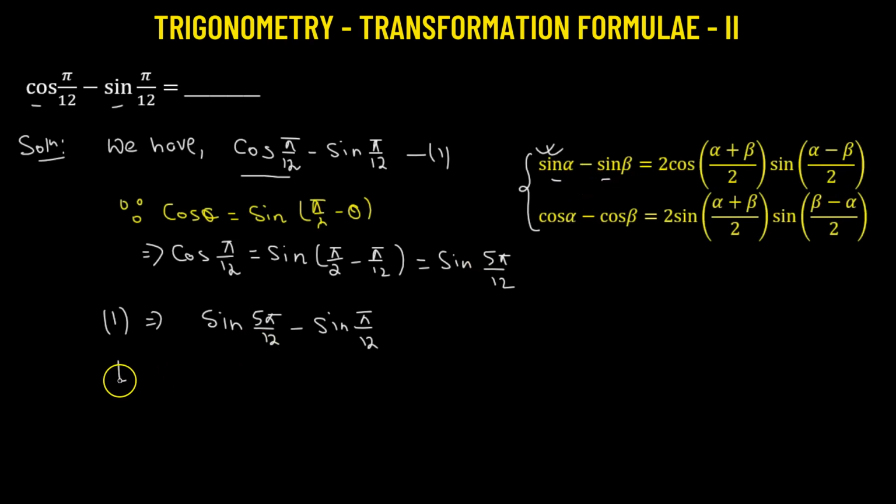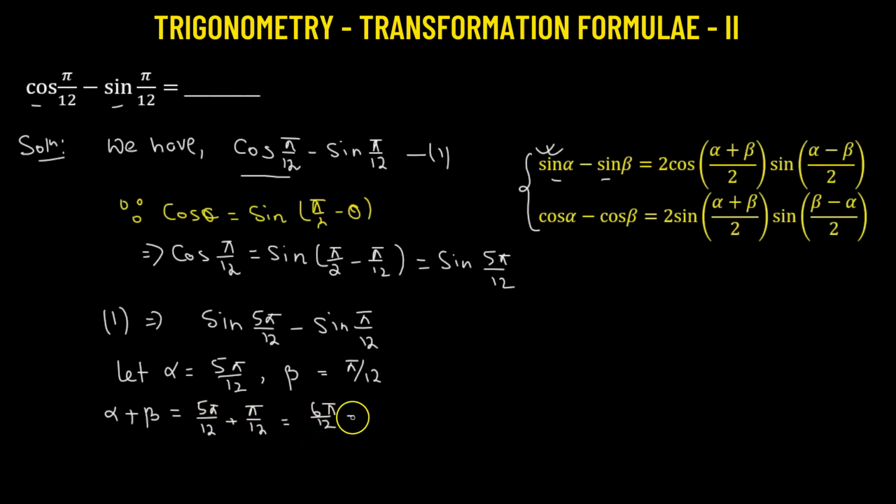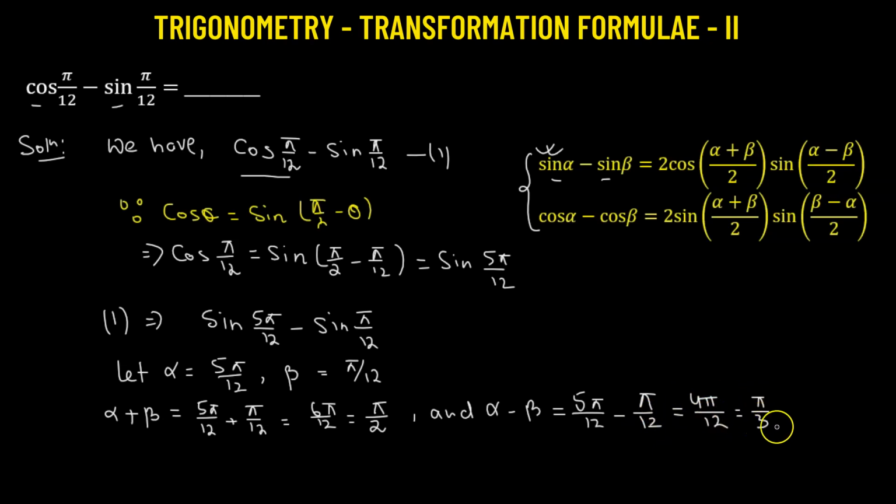So here we will suppose that alpha equals 5 pi over 12 and beta equals pi over 12 radians. So let's find alpha plus beta. We have 5 pi over 12 plus pi over 12, which gives us 6 pi over 12, or equals pi over 2 radians. We'll find the value of alpha minus beta. That will be 5 pi over 12 minus pi over 12, which gives us 4 pi over 12 radians, or pi over 3 radians.